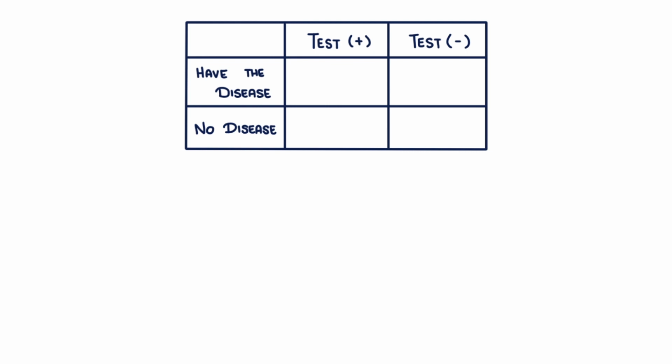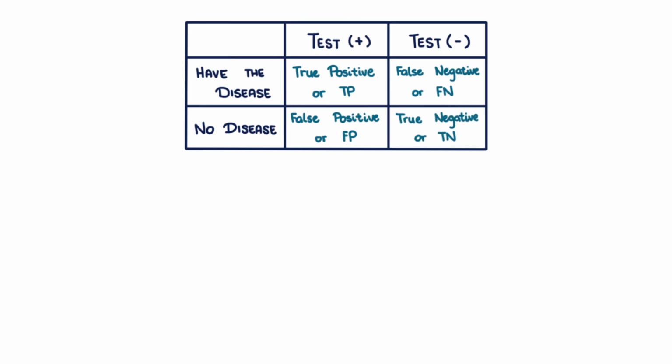If you test positive and truly have the disease, that's a true positive. If you have the disease but tested negative, that's a false negative. If you don't have the disease but tested positive, that's a false positive. If you don't have the disease and test negative, that's a true negative.